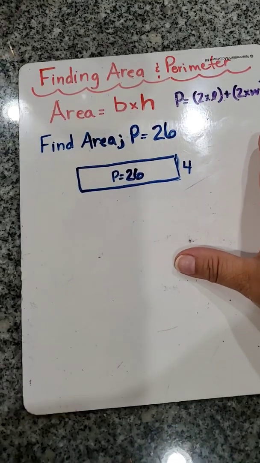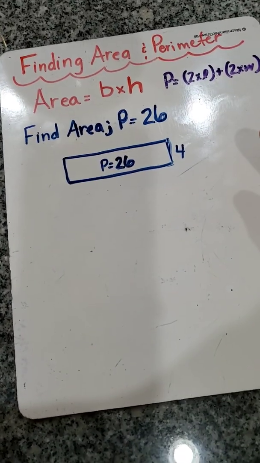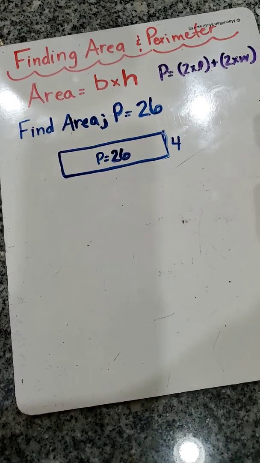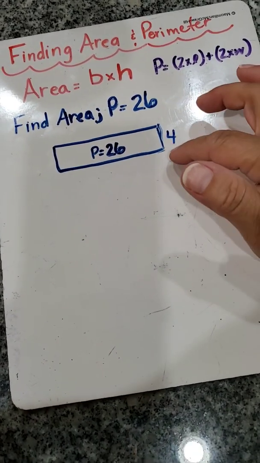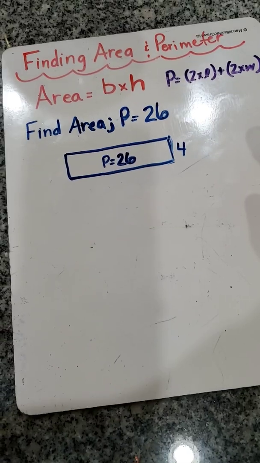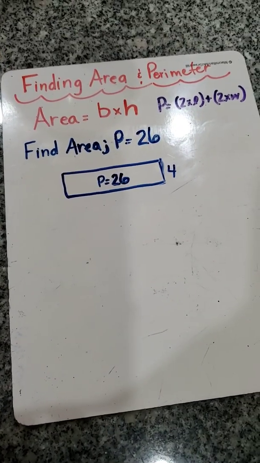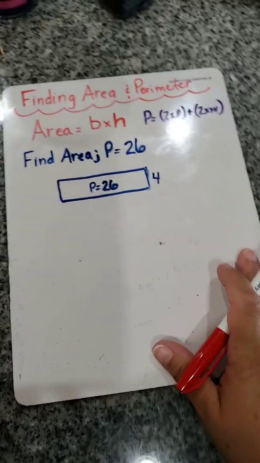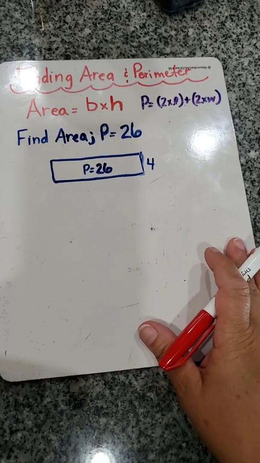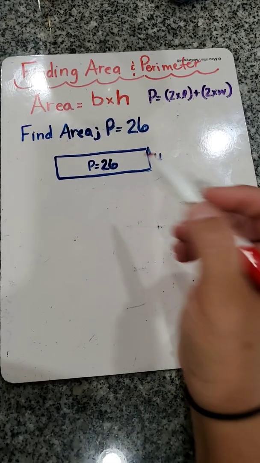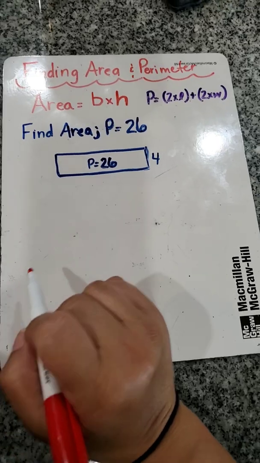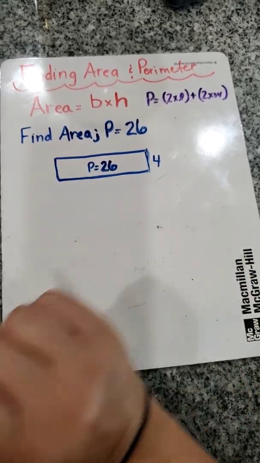Well, what if we're given a problem such as this? Find the area where the perimeter is 26 and the height or the width is 4. What are we going to have to do first? Well, first, we're going to have to solve for perimeter because we're going to need to find this missing side.